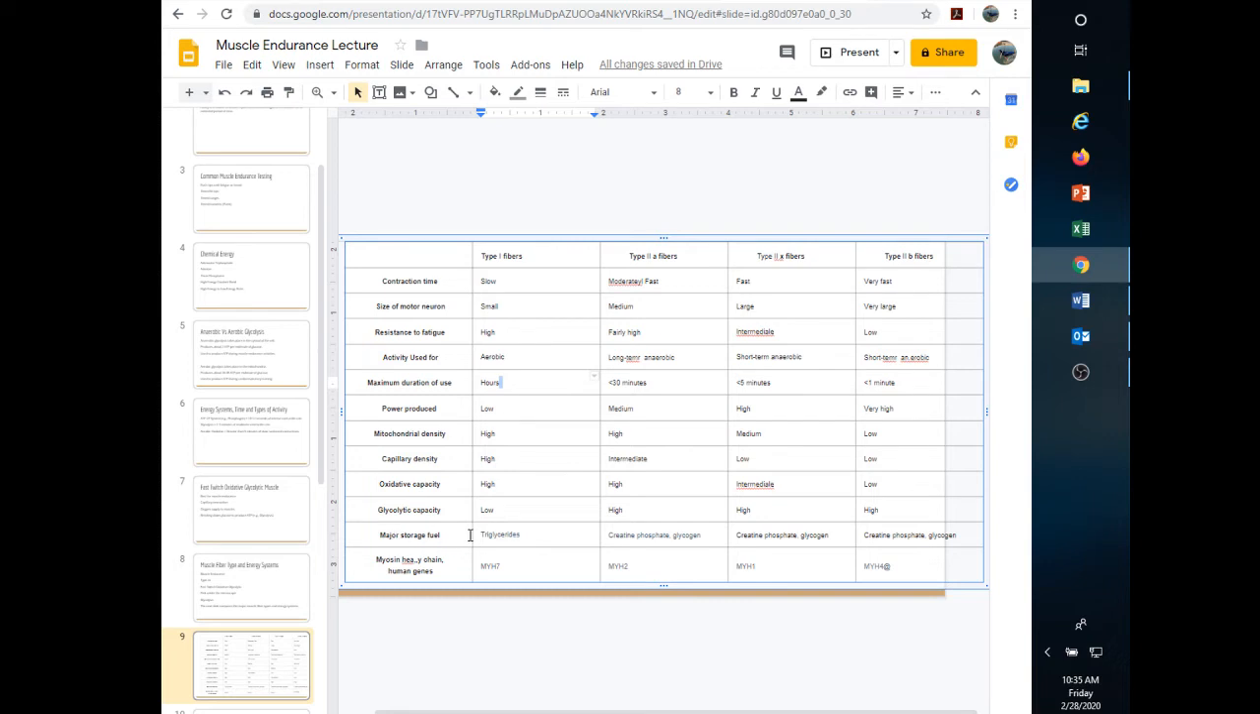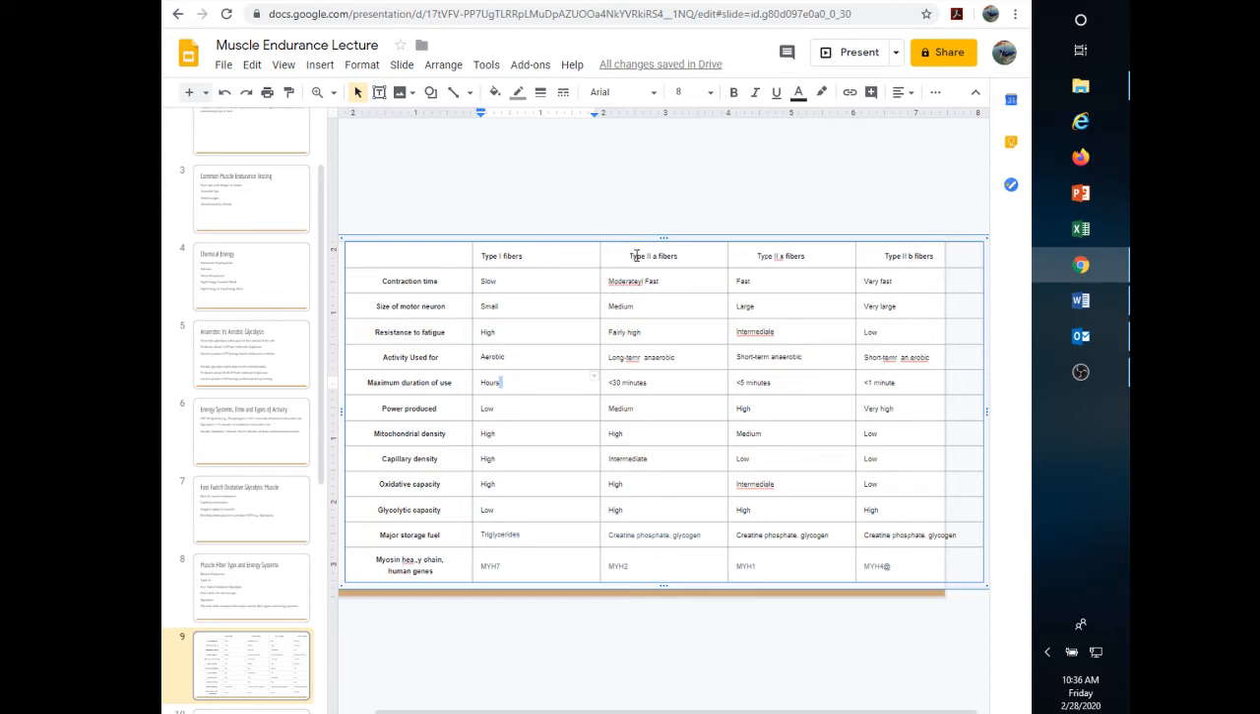Major storage of fuel, triglycerides. We're breaking those down into free fatty acids and using them as a fuel source. This is just the genes associated with that. If you had this gene, you would probably have a higher predisposition to having a greater amount of slow twitch fiber. So that's why I'm saying some of this is genetic. I mean, we can train this a little bit, but we're limited. Our genetics predispose us to having certain types of muscle fibers.